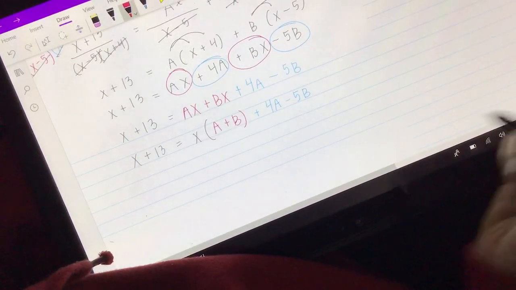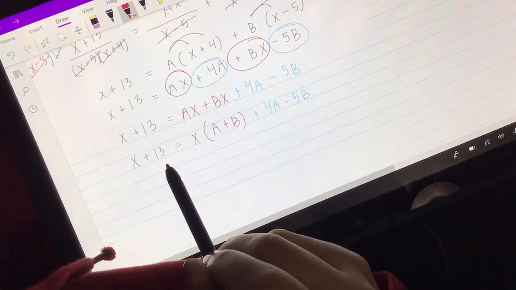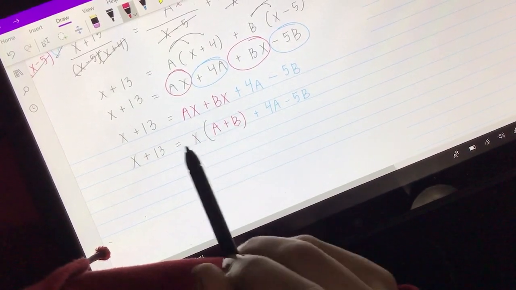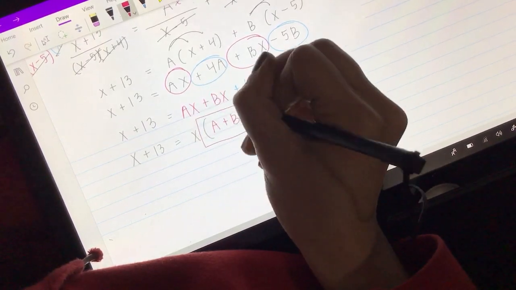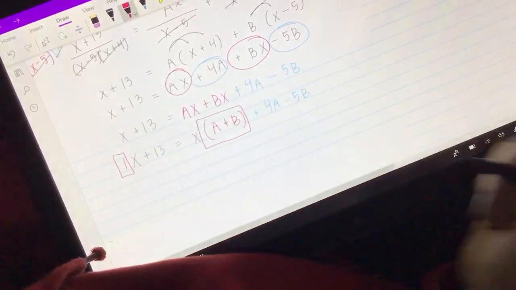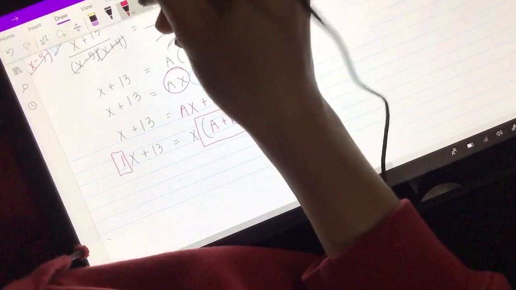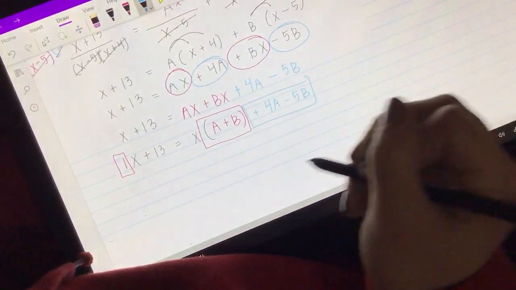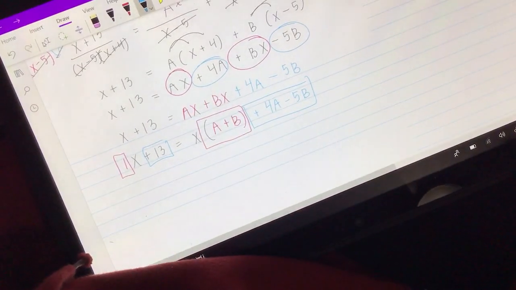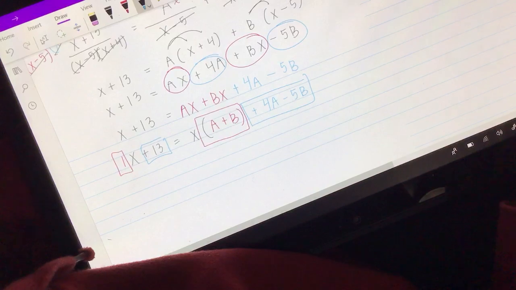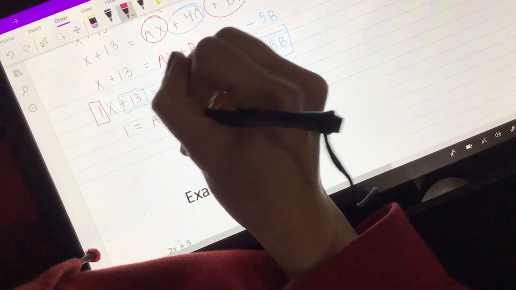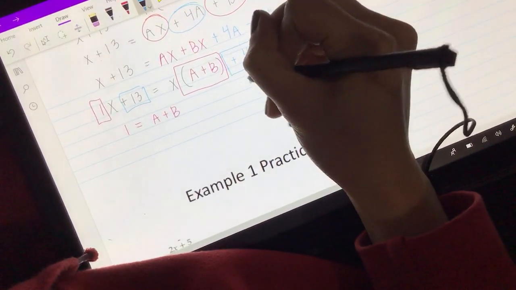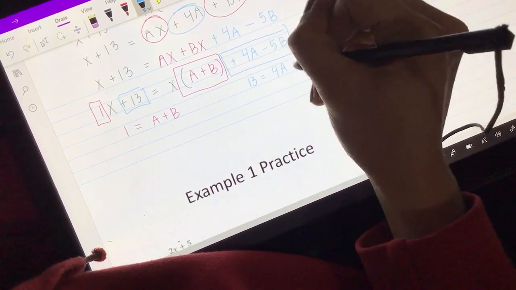Okay, notice on the left side we have an x term and a constant term. On the right side we have our x piece and our constants. So in order for the left side to be equal to the right side, here's what we know. We know that a plus b has to be equal to the coefficient of x, and 4a minus 5b has to be equal to the constant 13. So we're going to set these as two separate equations. So we have 1 equals a plus b, and we have 13 equals 4a minus 5b.